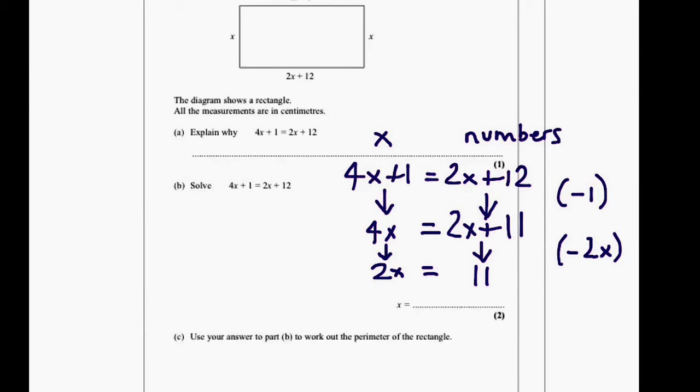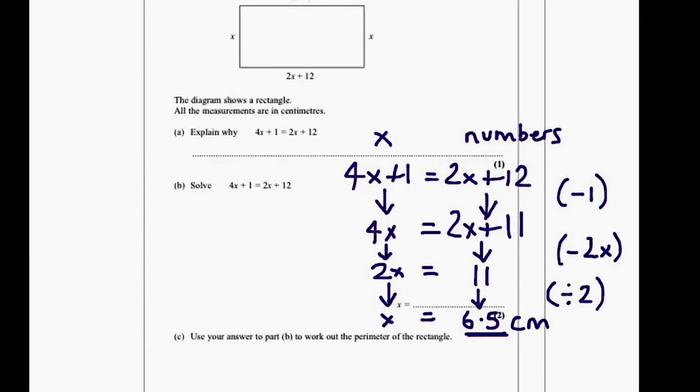And then I don't want x times by 2, so I'm going to undo that by dividing by 2. When I divide this by 2, I undo the fact that it was multiplied by 2, so it just leaves me with x. But if I divided the left-hand side by 2, I must also divide the right-hand side by 2. So x is equal to 5.5 centimetres.